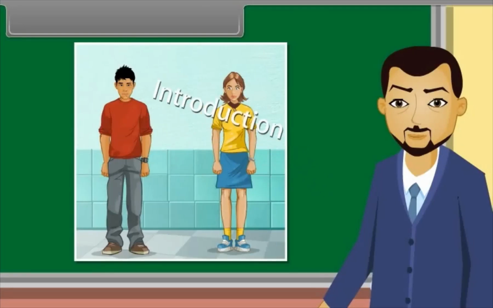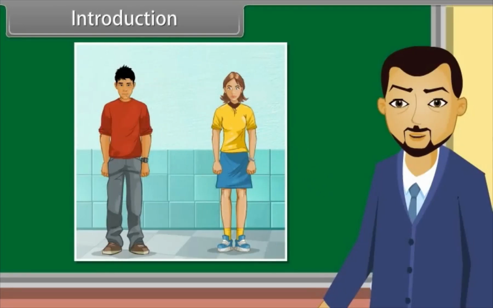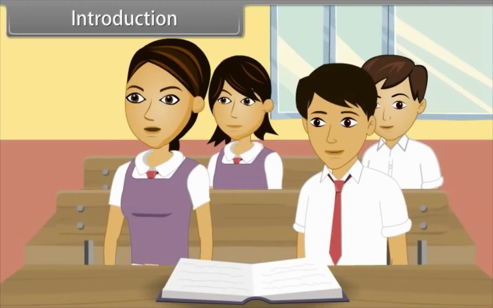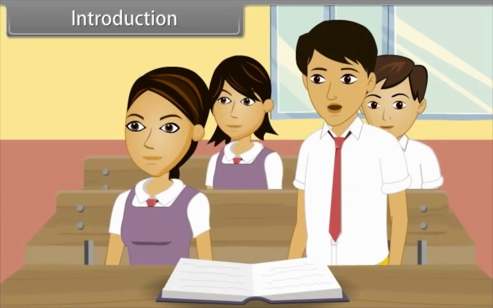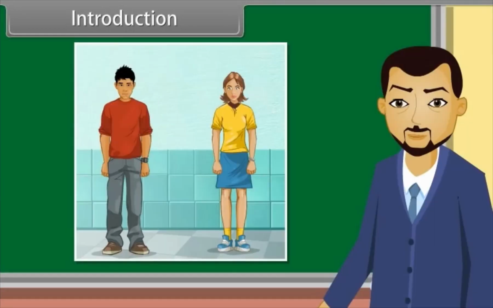Introduction. Have you ever wondered why girls are different from boys? Sir, girls and boys are different because they have different body structures. Yes, but this difference lies in their different reproductive organs. Yes, and these organs secrete different hormones in males and females. You're right, Rahul. Let us examine in detail the reproductive organs in males and females.